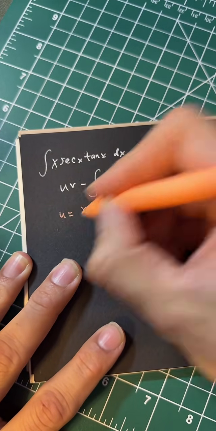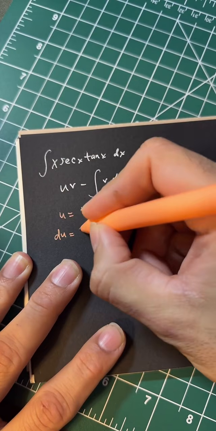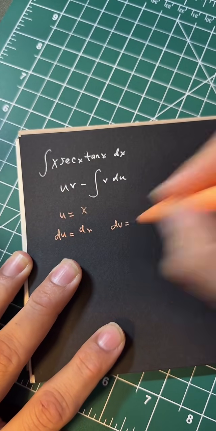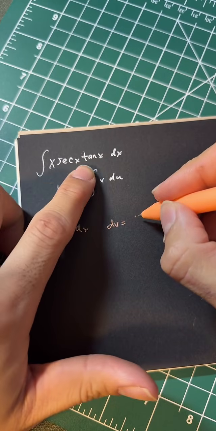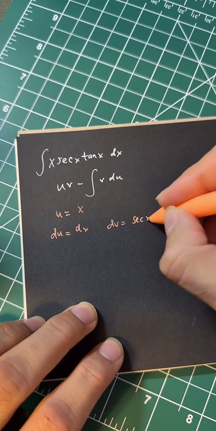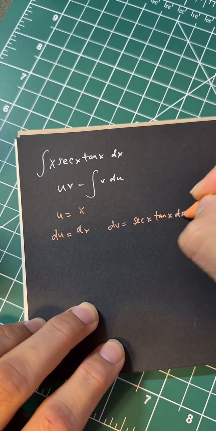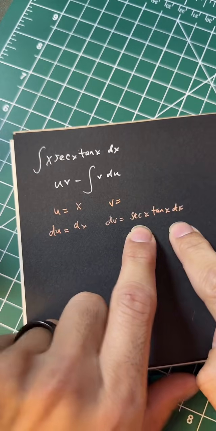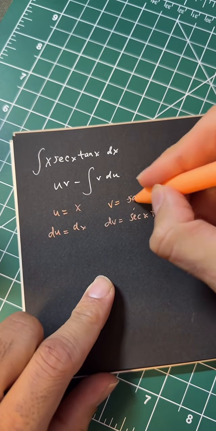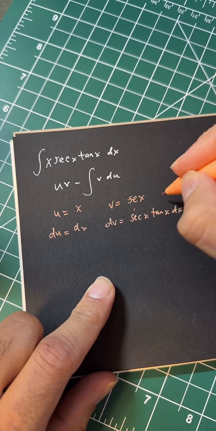So u is equal to your x, du is equal to your dx. So your dv is the other term, the remaining stuff, which is the secant x tan x dx. And v is equal to the integral of that, and that's just secant x, because the derivative of secant is secant x tan x.